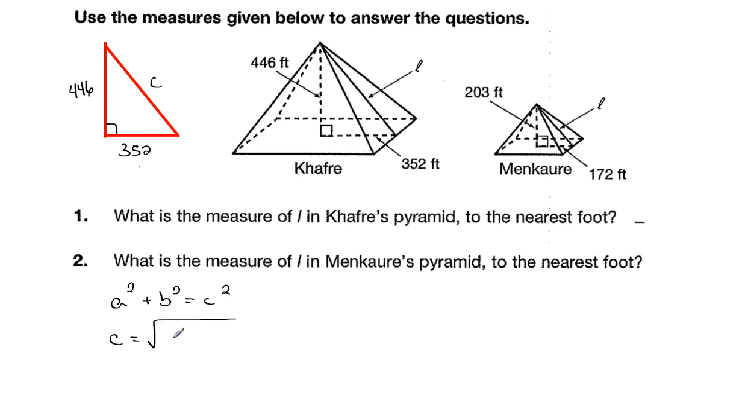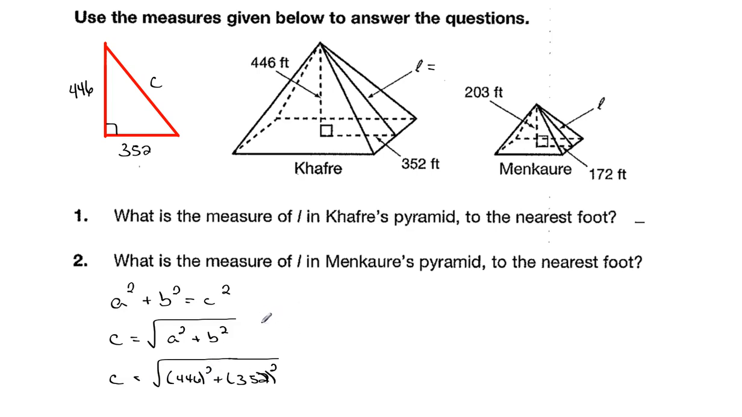So C is equal to the square root of A squared plus B squared. And I'm going to plug in my A, which is 446 squared, plus my B, which is 352 squared. And I'm going to find the square root of that. So what is this slant height equal to? Again, you can put this in your calculator all in one shot: the square root of, parentheses, 446, close parentheses squared, all that good stuff.